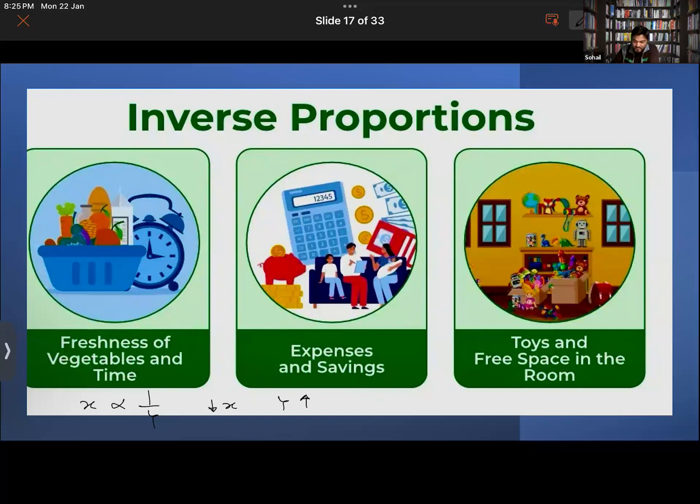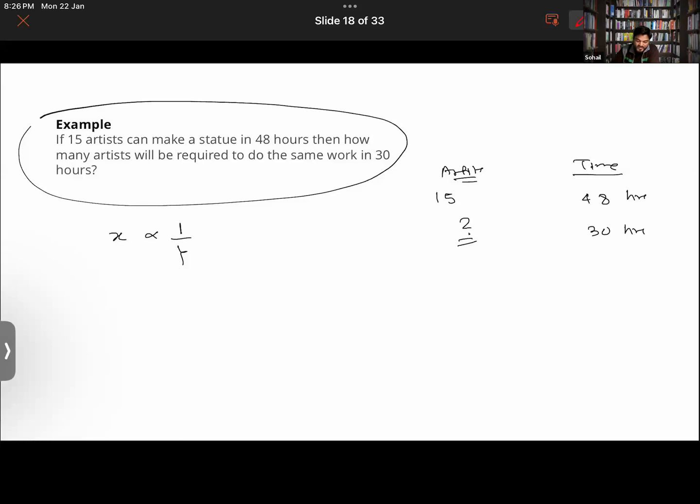If your expenses, that is x, are more, then savings, that is y, will be less, right? If you are purchasing more toys, you will have less free space in the room. Getting it now? So there is an inverse relation between the two, right? So x is inversely proportional to 1 upon y. And here again, this sign of proportion can be replaced by a constant k. So x equals k into 1 upon y. So x equals k upon y.